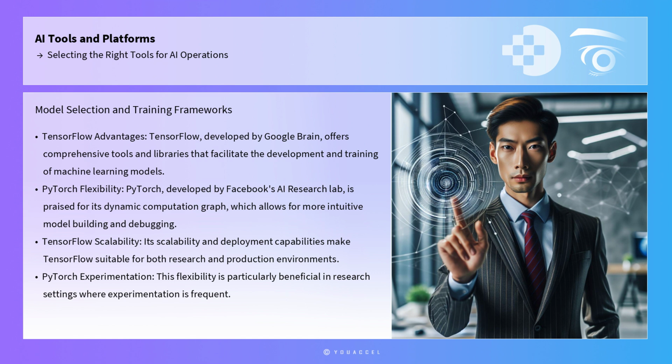TensorFlow and PyTorch are two widely recognized frameworks in this domain. TensorFlow, developed by Google Brain, offers comprehensive tools and libraries that facilitate the development and training of machine learning models. Its scalability and deployment capabilities make it suitable for both research and production environments. Conversely, PyTorch, developed by Facebook's AI Research Lab, is praised for its dynamic computation graph, which allows for more intuitive model building and debugging. This flexibility is particularly beneficial in research settings where experimentation is frequent.